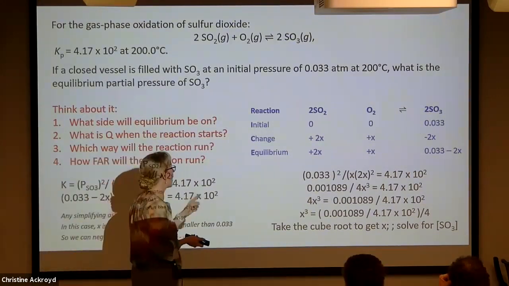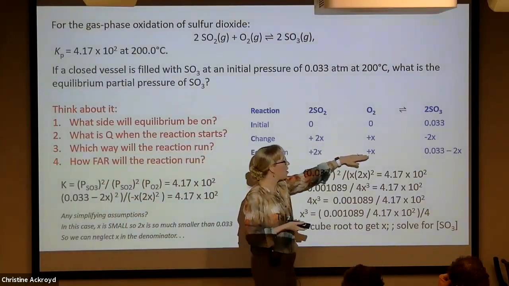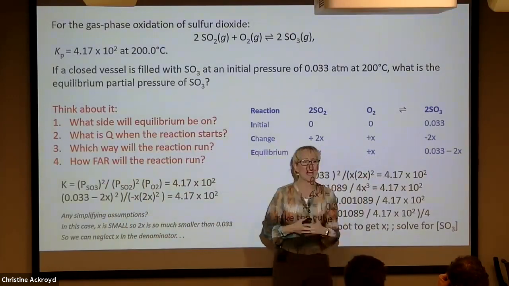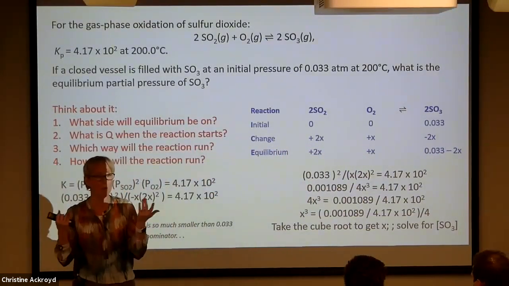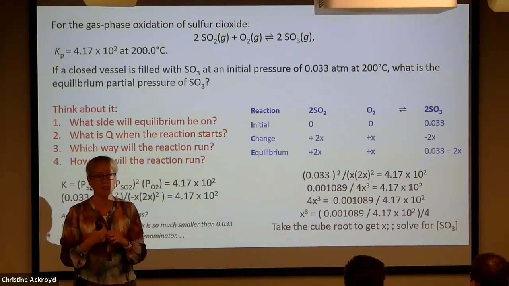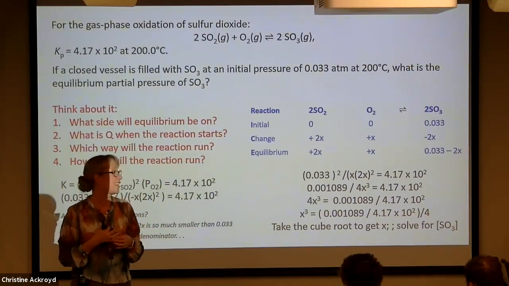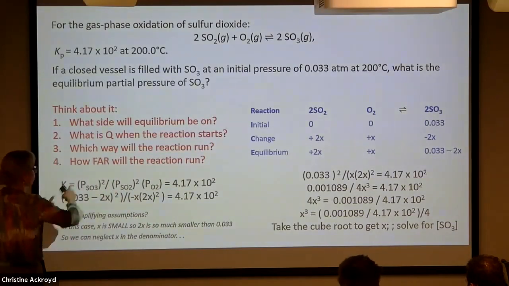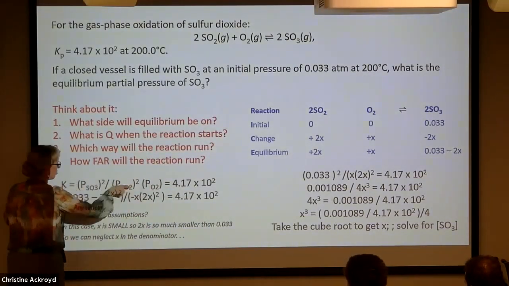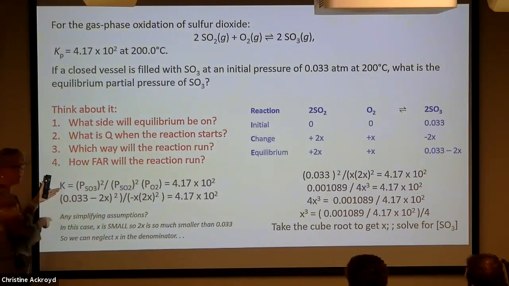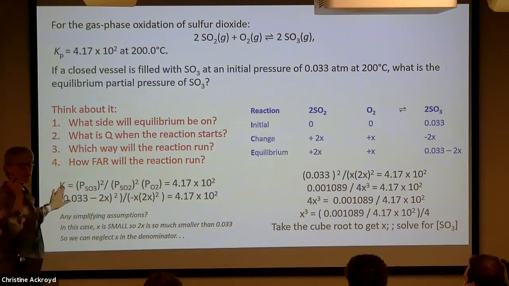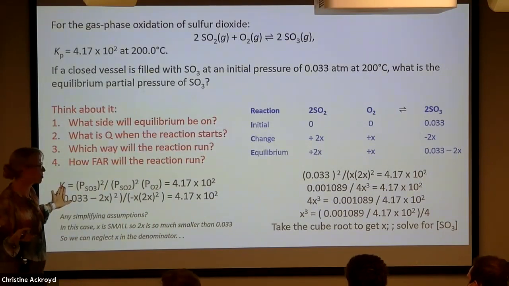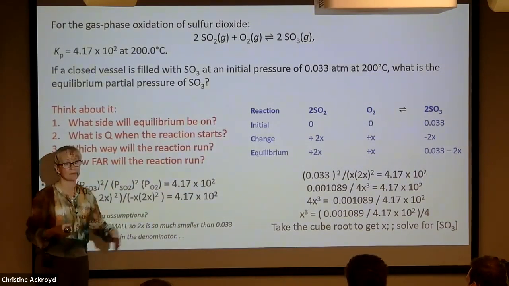Once you solve for x and all of your concentrations, how do you check to make sure that you didn't make some silly and common algebraic blunder? Plug it back in. Once you solve for the partial pressures of the gases, plug them into your equilibrium expression again. And what should you get back out? If you calculated the right partial pressures, you should get K out.